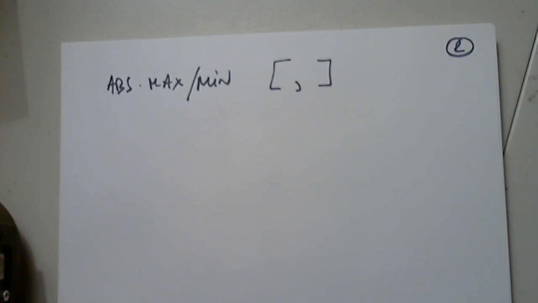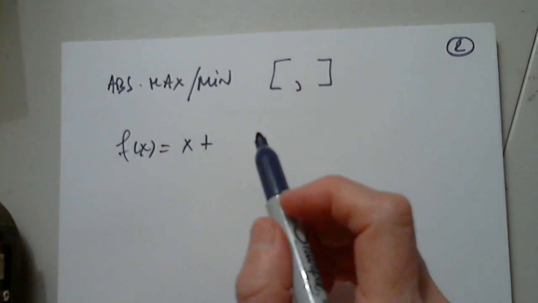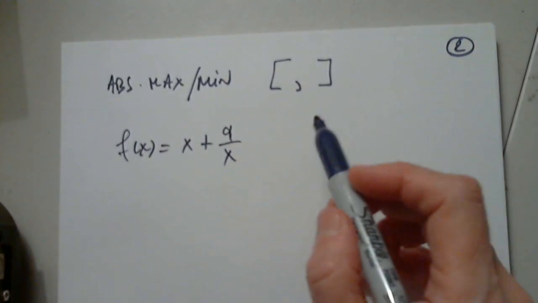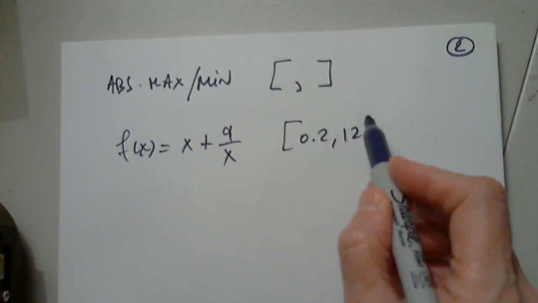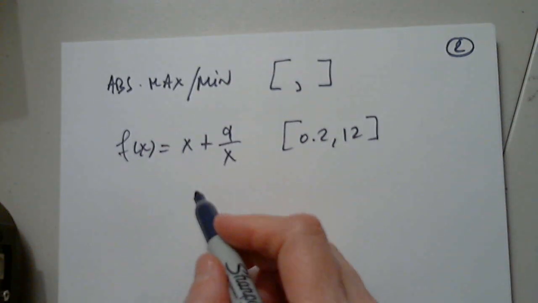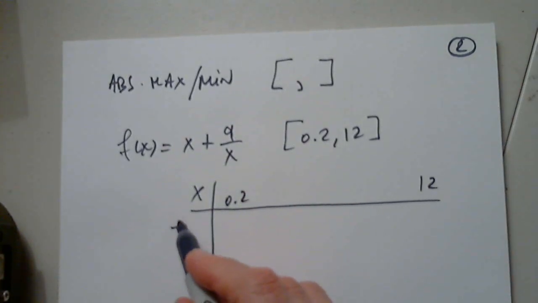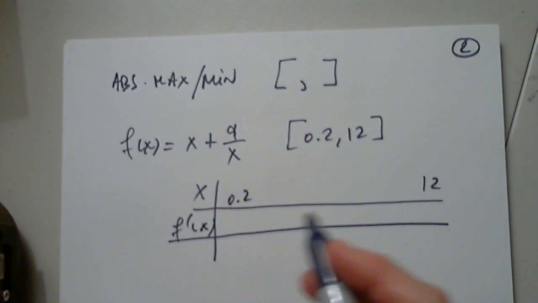Well, this asks for critical numbers, but we have to determine them first, and the absolute max and absolute min come further down the road. Okay. f of x equals x plus 9 divided by x on the interval 0.2 to 12. Perfect. Good. So first of all, I start with the interval 0.2 and 12. I have f prime of x and f of x.